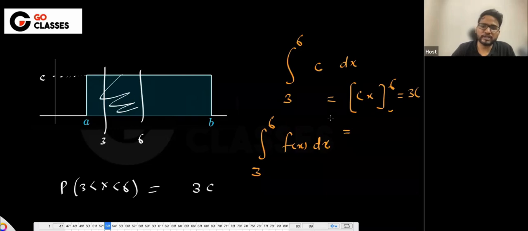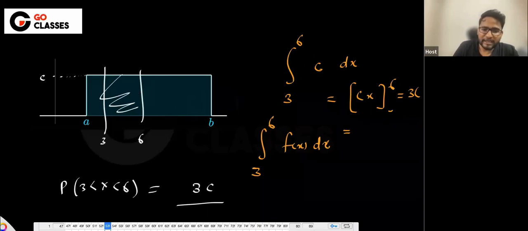Do you want to use integration, or you just want to use height into width? Obviously, height into width, right? Why use integration if you have height into width directly? So whenever you want to find any probability in case of uniform, just apply height into width. Don't do integration. I mean, you can do integration, that's not a problem, but height into width is very easy.